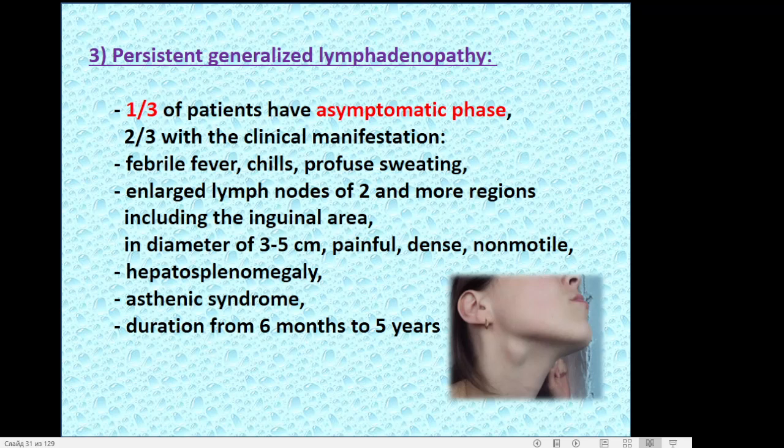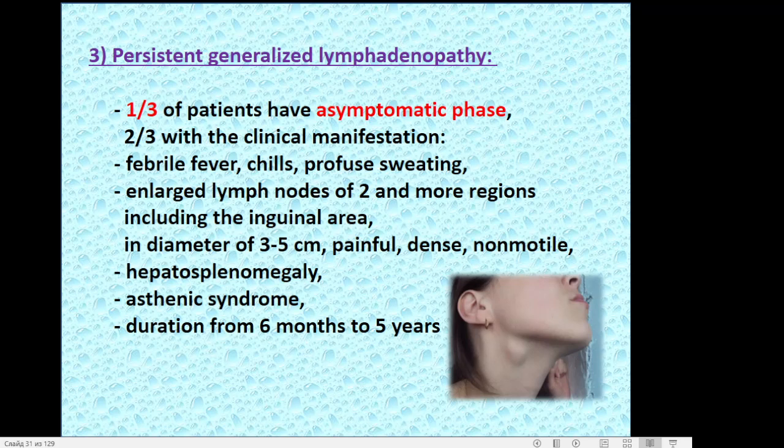Persistent generalized lymphadenopathy: two-thirds of patients with HIV demonstrate this clinical picture. Fever, chill, profuse sweating are situationally not very typical for this stage. It is enlargement of lymph nodes in two or more regions, with exclusion of the inguinal area. Here there is a mistake in the taping of the lecture, not including but excluding the inguinal area. About painful: at the beginning, yes, it will be painful when it starts to develop, only possible pain, but due to chronic inflammation.